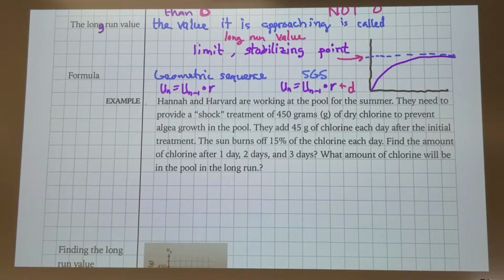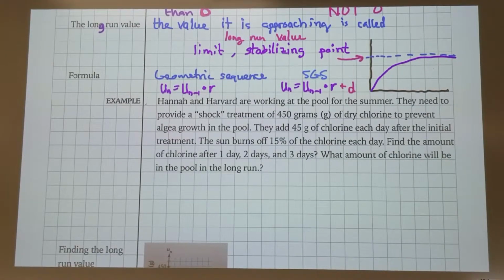So, Hannah and Harvard are working at the pool for the summer, and they need to provide a shock treatment of 450 grams of dry chlorine to the pool to prevent algae growth. So it's just like they're throwing a whole bunch of chlorine in there to kill all the algae. And then they're going to add 45 grams each day after that initial treatment. The sun's going to burn off 15% of the chlorine. It's going to make it evaporate each day. And we're going to look at the different amounts as the sun burns away some and they keep adding, and see how it turns out.